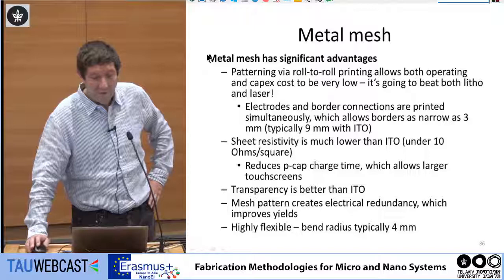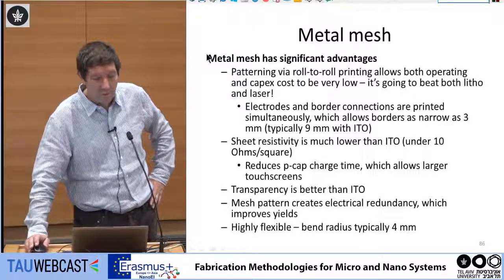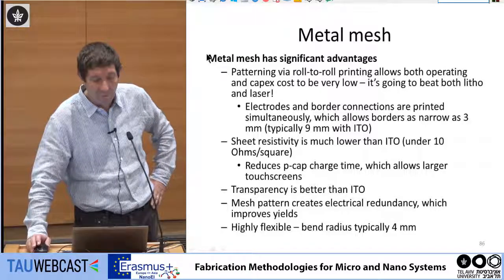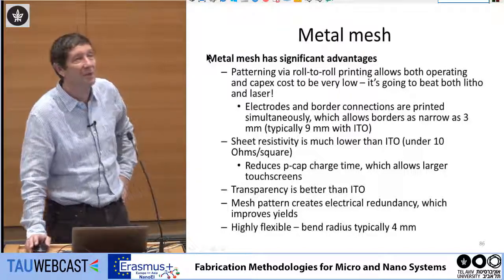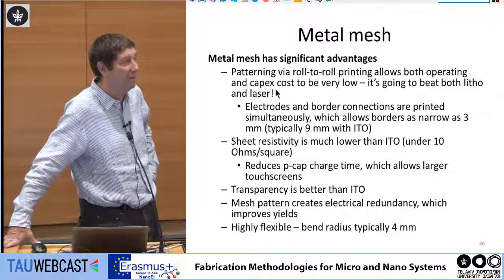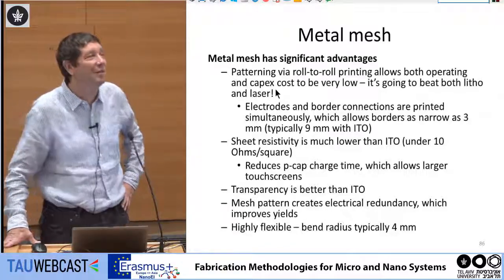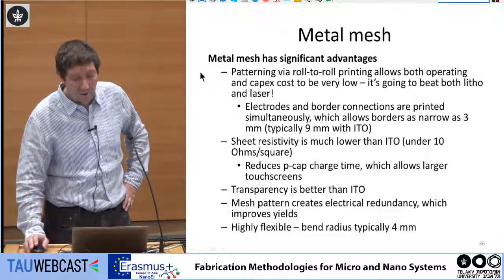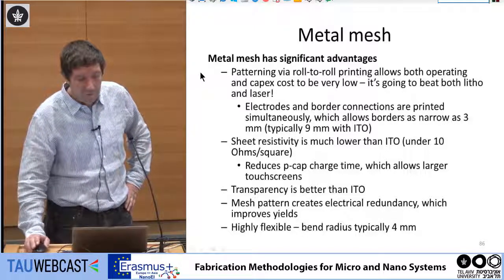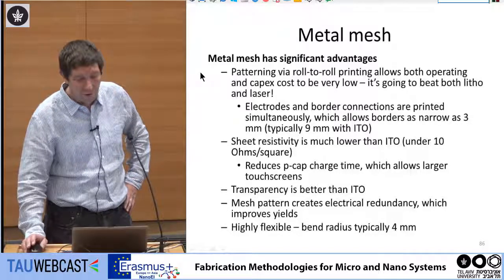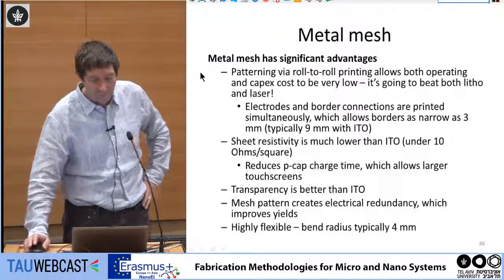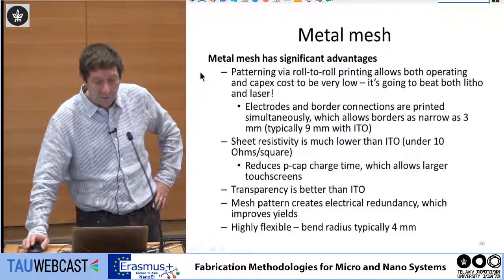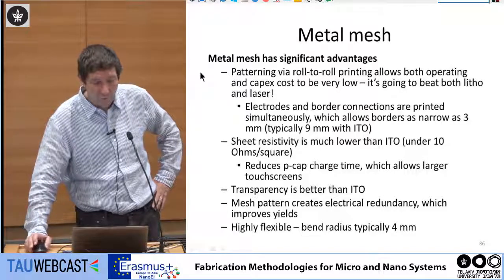So metal mesh has significant advantages. Patterning, you can do roll-to-roll printing, which allows both low operating and capex cost. Capex is capital expenses. Capital expenses means cost of equipment. Capex is a very fancy name for cost of equipment. The cost of investment is very low. It's going to beat both litho and lasers. Electrodes and border connections are printed simultaneously. Sheet resistance is much lower than ITO. Actually, people get today less than 10 ohm per square.